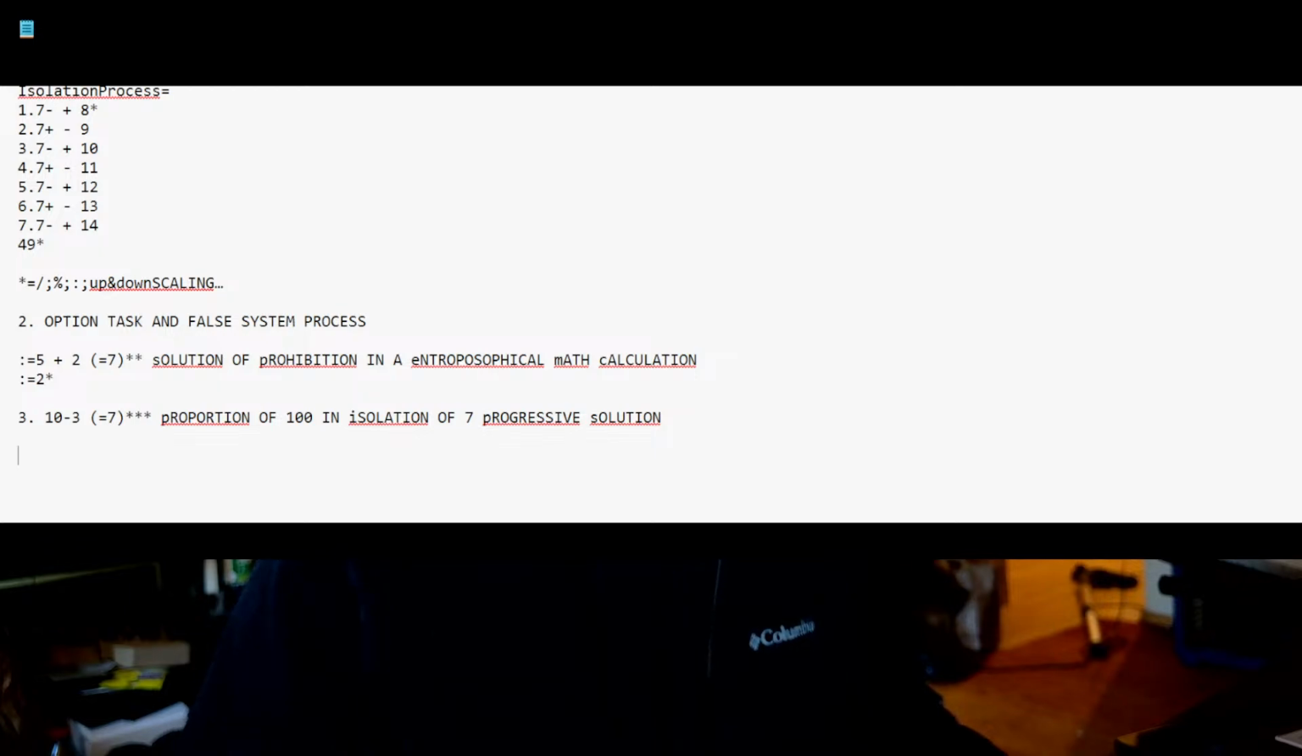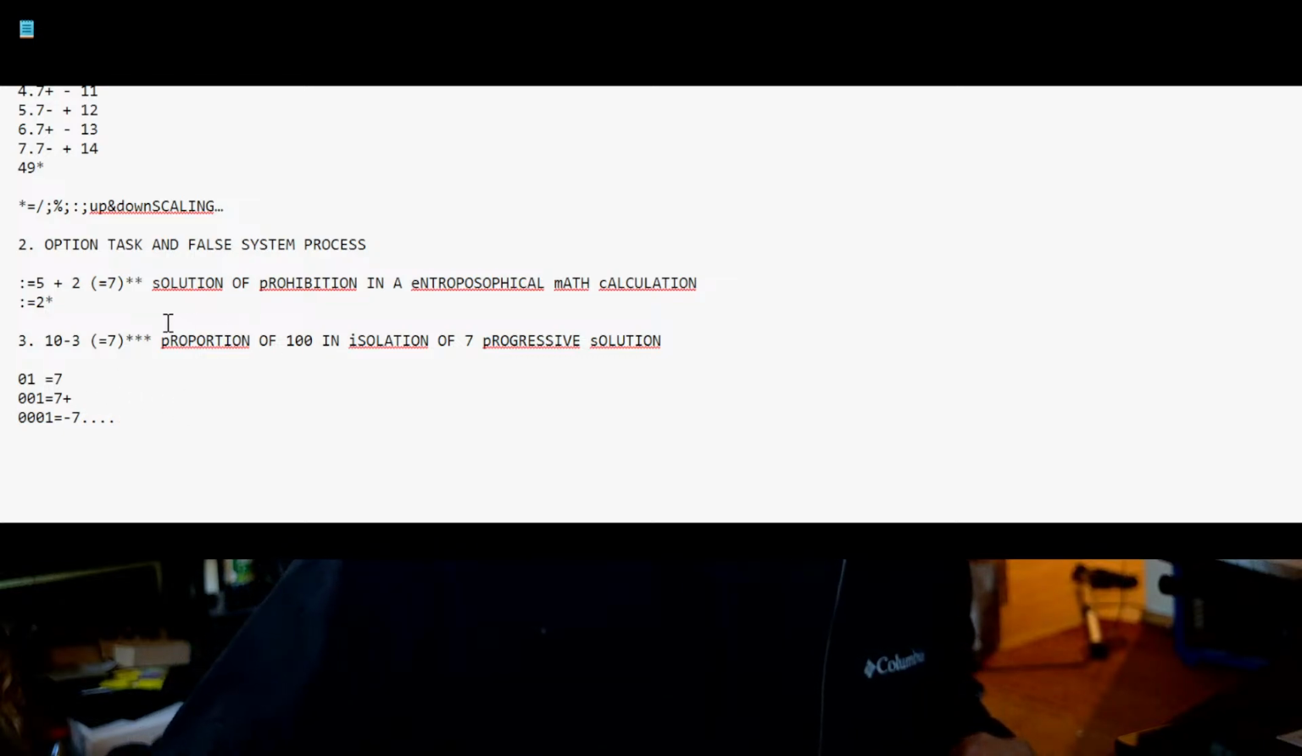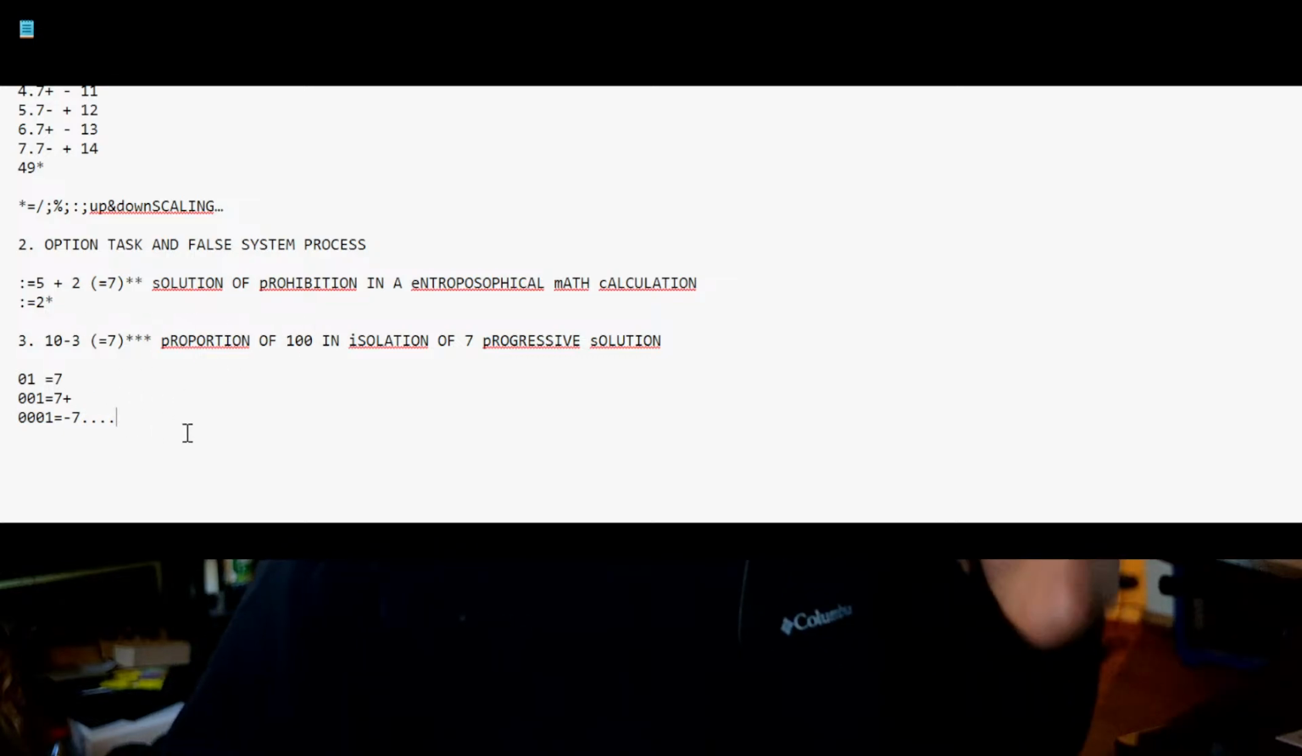A 7 can be generated, so this is equal to 7, and this is equal to 7, and this is equal to minus 7, right? So this is going wider and wider. So yeah, this is then the next option.